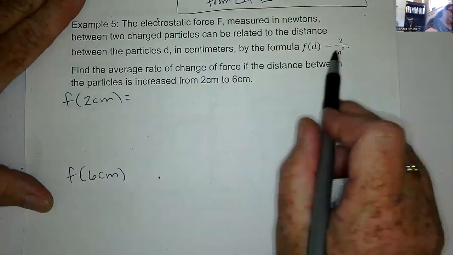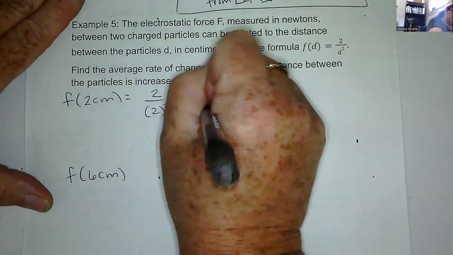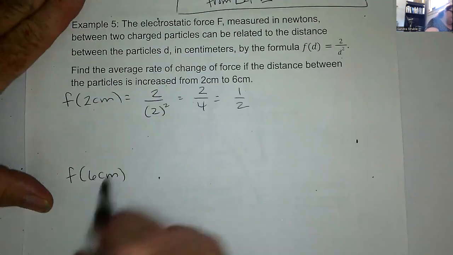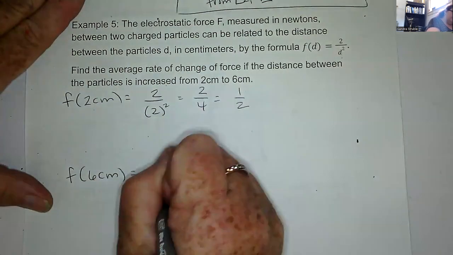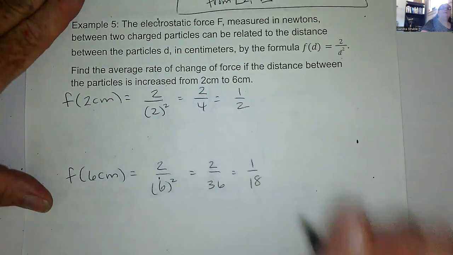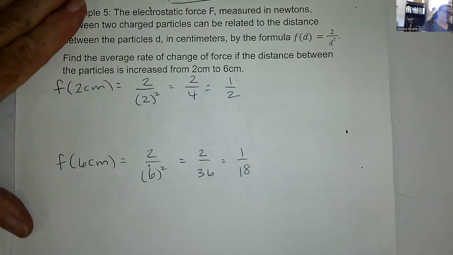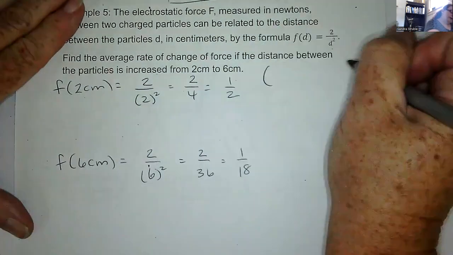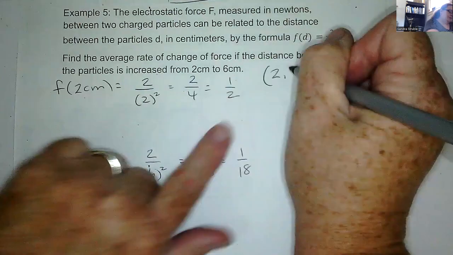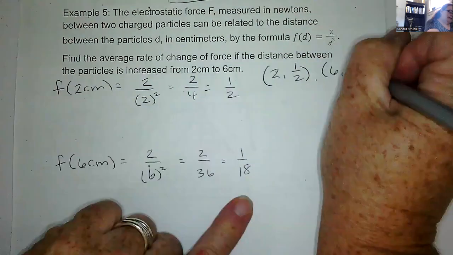So at 2 centimeters, I'm just going to take 2 and plug it into where the d is. So 2 divided by 2 squared is 2 divided by 4, which is 1/2. The other one is 6. So 2 divided by 6 squared is 2 divided by 36, which is 1 over 18. I remember in class, I left this in fractional format and it worked out really nicely. And hopefully I can help some of y'all a little bit better with your fraction work. So now we've got two ordered pairs. We've got 2, which gave us 1/2. And then we have 6, which gave us 1 over 18.